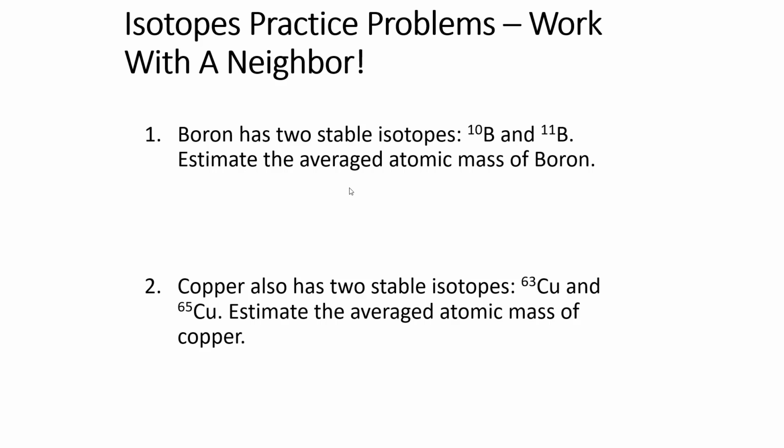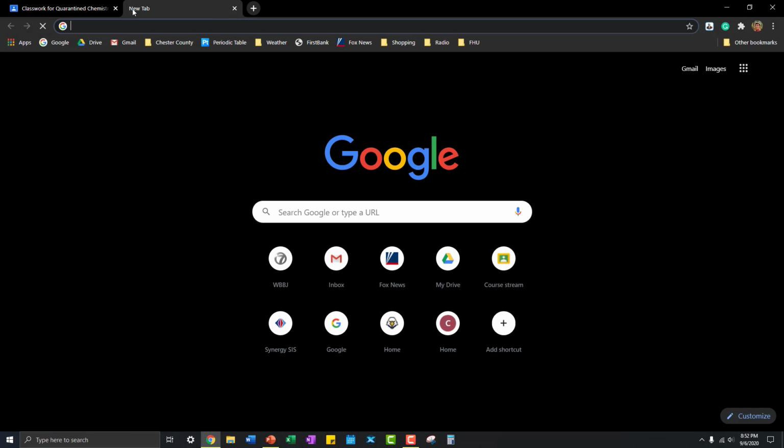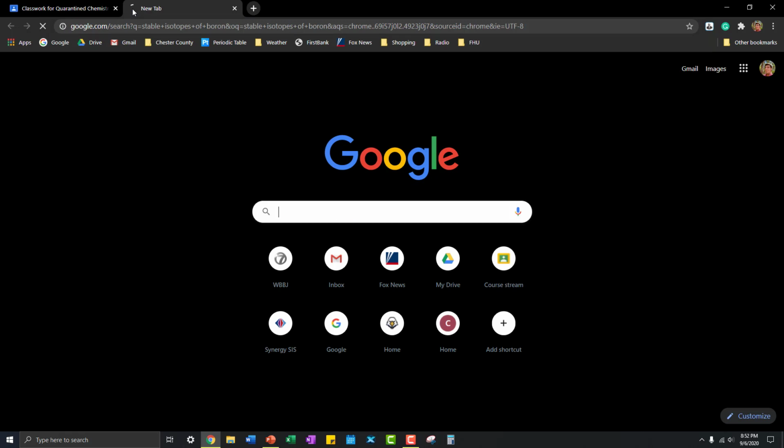I'm dealing with boron here. Boron has two stable isotopes, boron 10 and boron 11. So without looking at a periodic table, I want you to guess what the average atomic mass would be, right? Well, the thing is, you're going to have to look up the percent abundance. So let's do that really quickly. Let's look at boron, stable isotopes of boron.